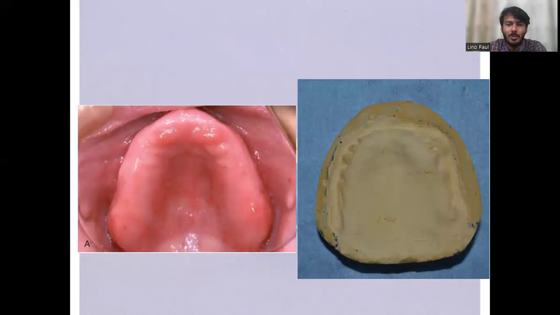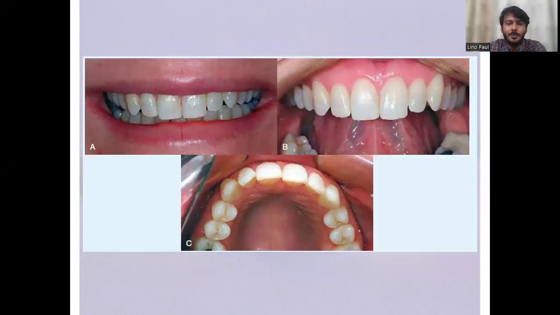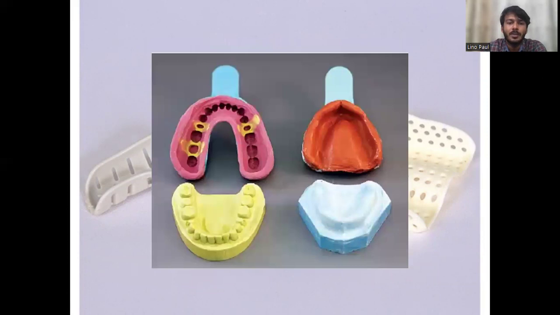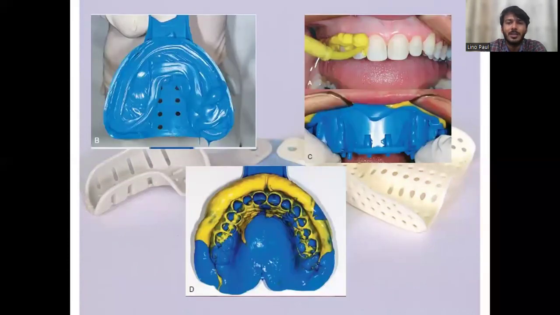This is an edentulous mouth and its respective cast. For a dentulous person, the cast will be like this. This is only a section of the cast. So these are just pictures showing the dentulous and edentulous impression and the cast. This is an impression making procedure for a veneer.